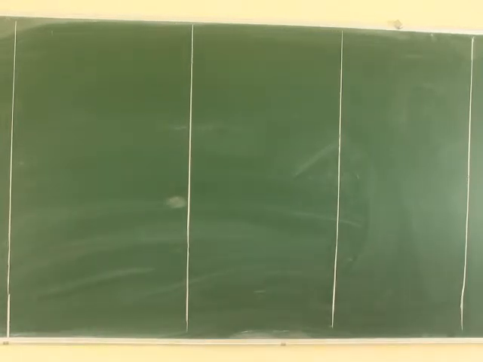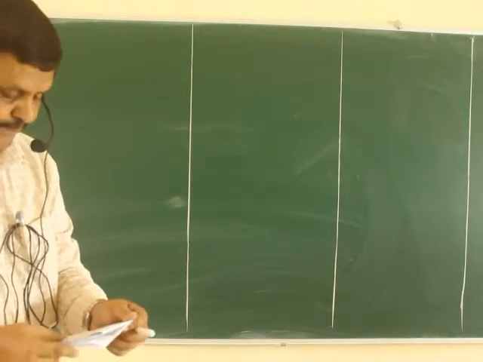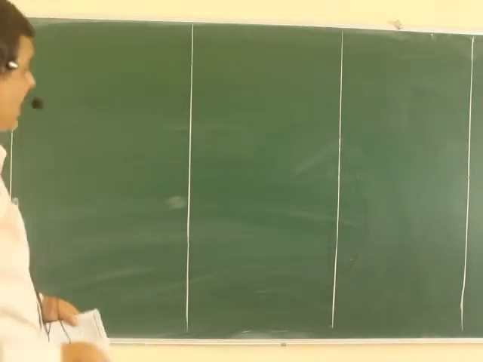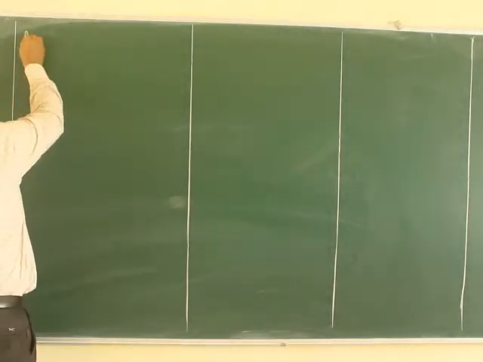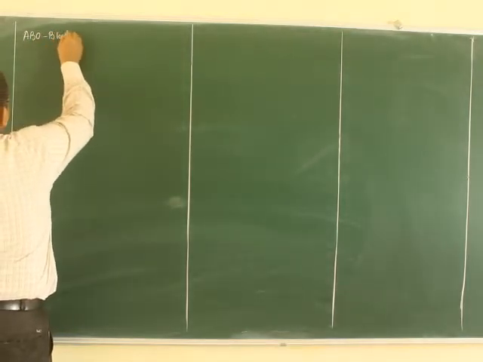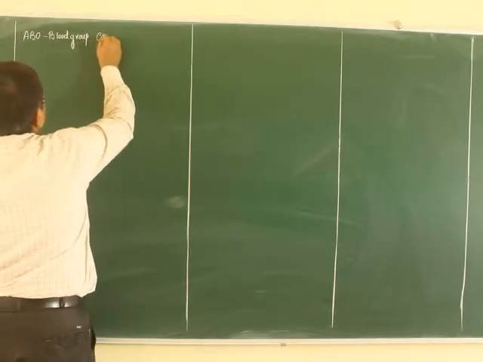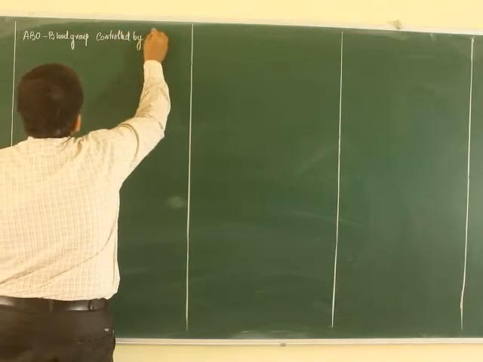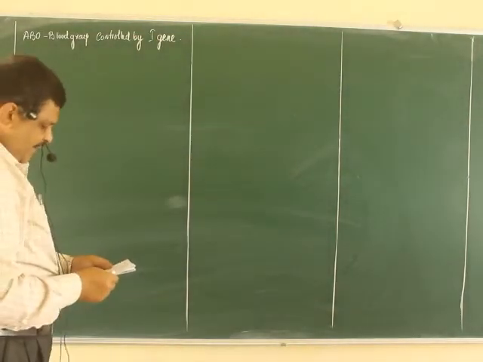Okay, dear students, in the previous class, we were discussing codominance. An example is the ABO blood group, which is controlled by the I gene.